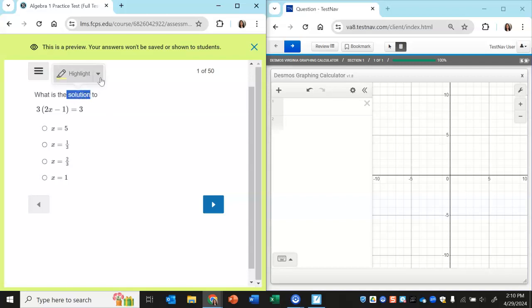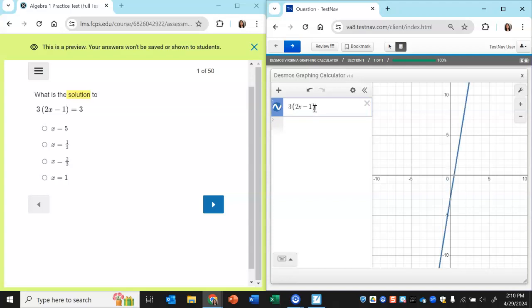So solution just means solve it, right? What is the x? You can also think about it as an x-intercept. So I'll go ahead and graph this here. I'm typing it in exactly the way it is. And then Desmos draws this vertical line right here. And my answer is going to be 1.